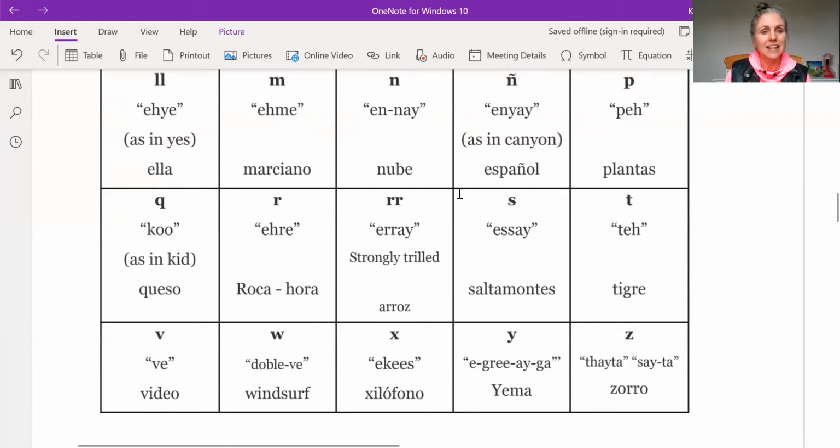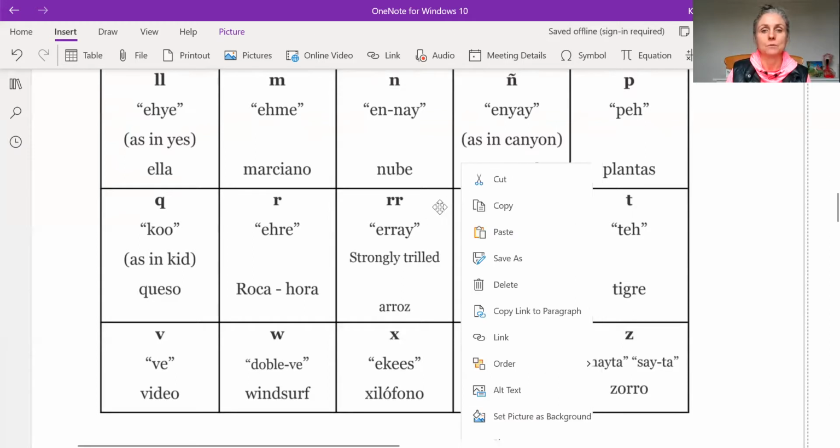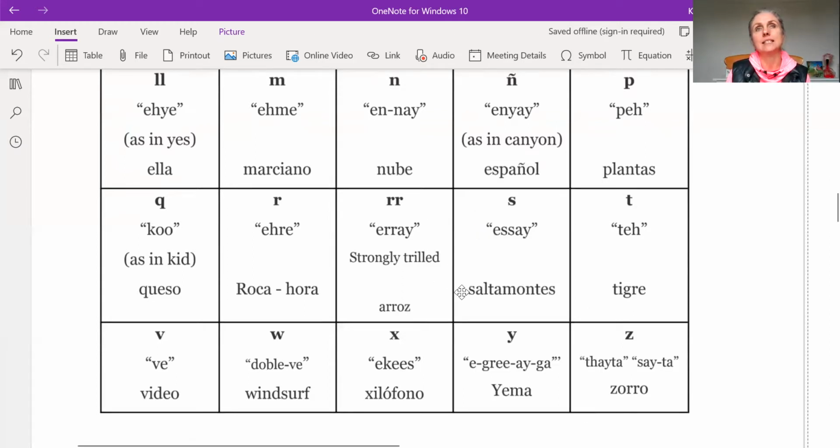R. Then we have the S, which is ese. Ese, as in saltamontes. Saltamontes. Oops. And saltamontes is a grasshopper. Next, the te. Te, as in tigre. Tigre. Alrighty, last line, here we go.